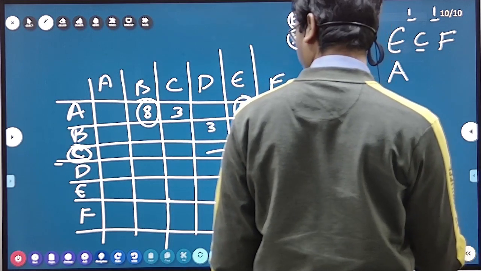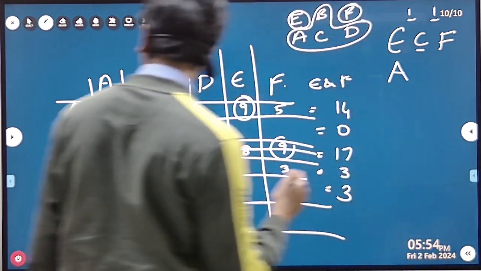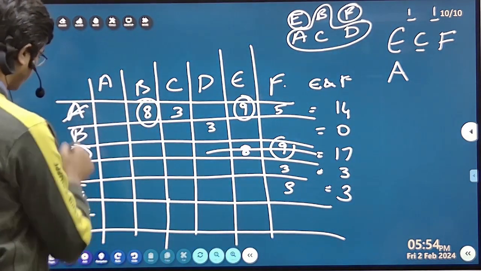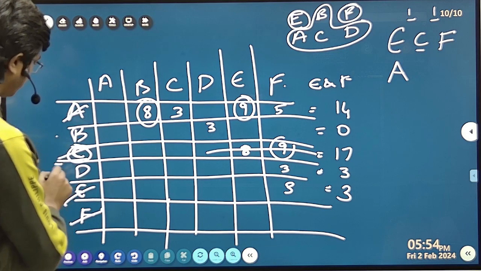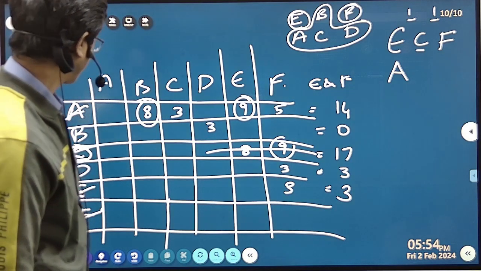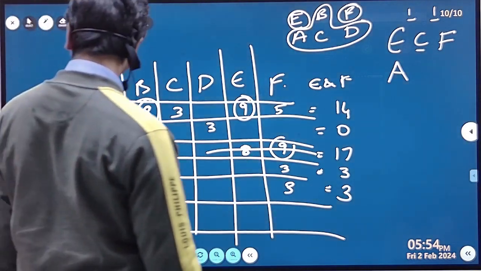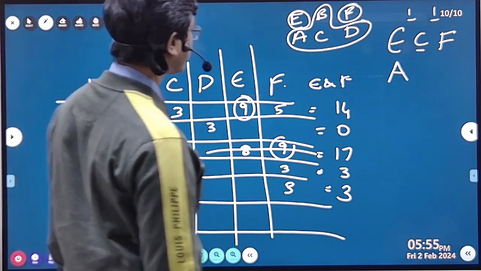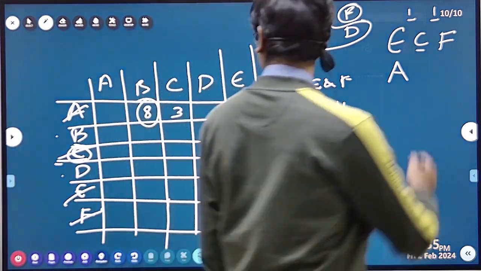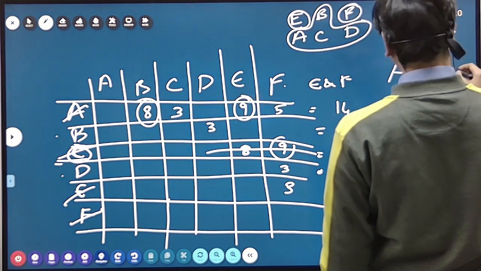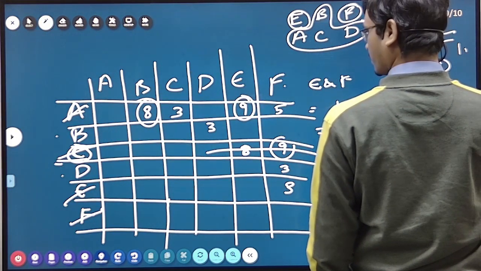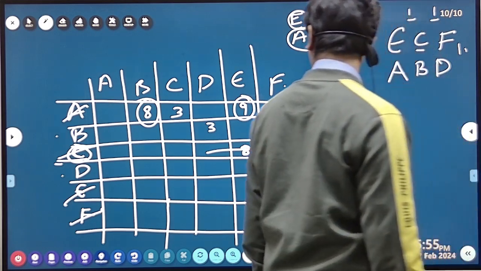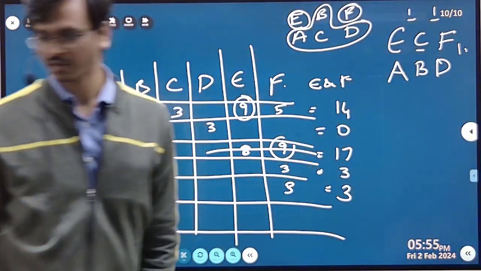Because F is fixed. So now we have to place what all? So we are done with A, we are done with E and F, and we are done with C. So B and D. So D interacts with F 3 times and B interacts with D 3 times. So we can put D here, this will be 1, and B here. Right? This is logical?